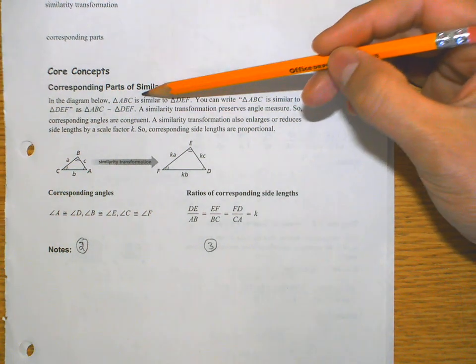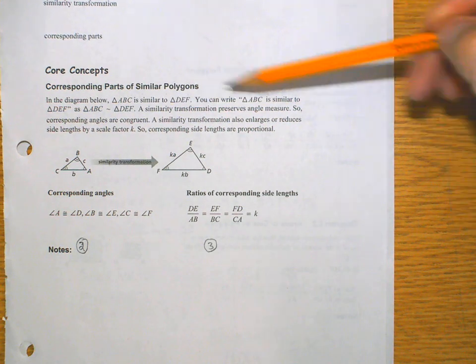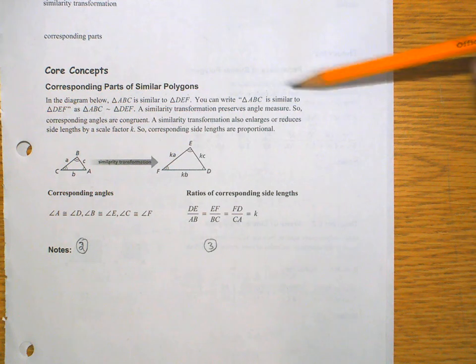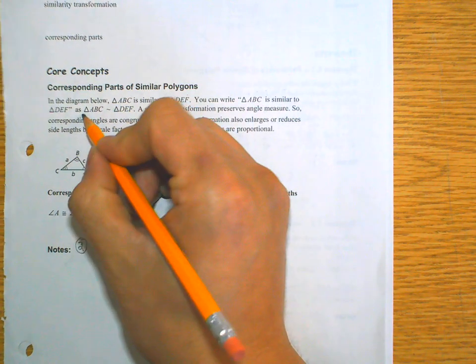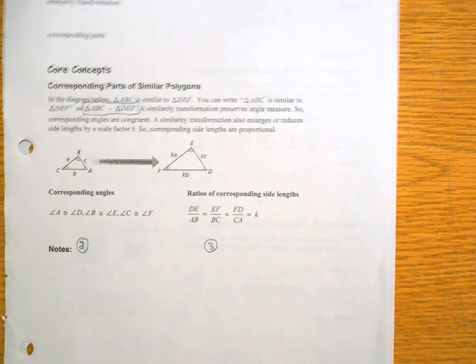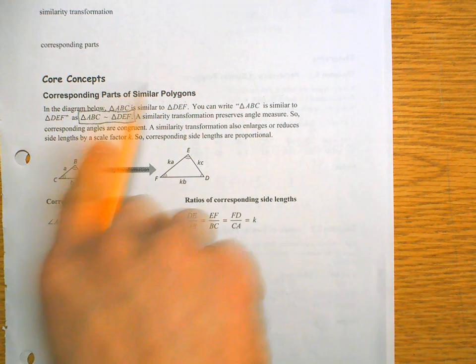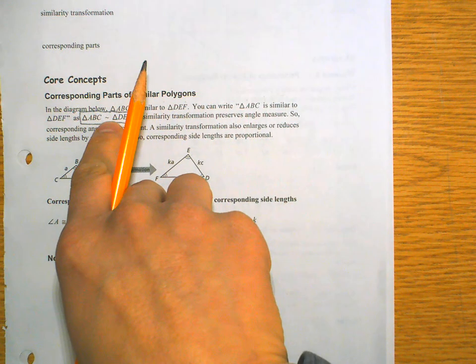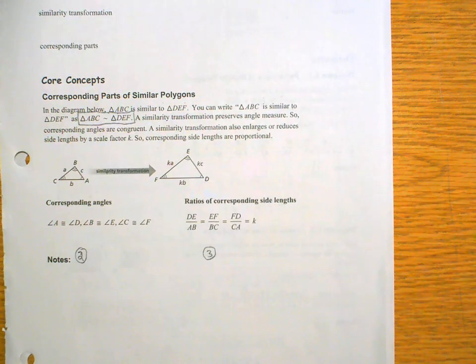So in the diagram below, triangle ABC is similar to triangle DEF, and you can write it: ABC is similar to DEF just like this. Just like we had a symbol for a congruent statement, we have a symbol for similarity, which is a little squiggly line. It's kind of like a congruent sign without the equal sign. So a similarity transformation preserves angles, and we already knew this from chapter 4. So corresponding angles are going to be congruent. Similarity transformations also enlarge or reduce a side length by a scale factor of k.